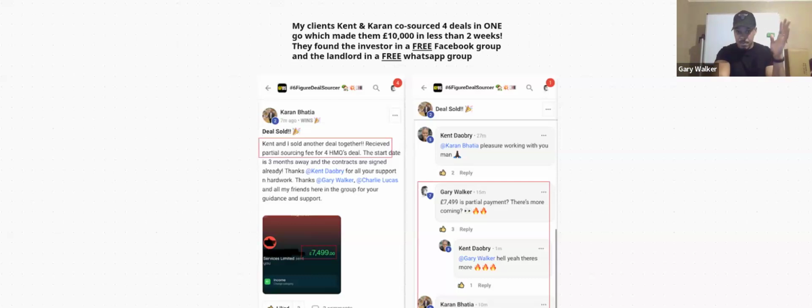Again, just to confirm, they did not go and view these properties. Kent did not meet that landlord. He spoke with them on the phone. Karan did not meet that investor. He did not go to those properties. Everything was transacted over the phone, on emails. So yeah, super powerful and amazing to see. And they're still selling deals to this day.